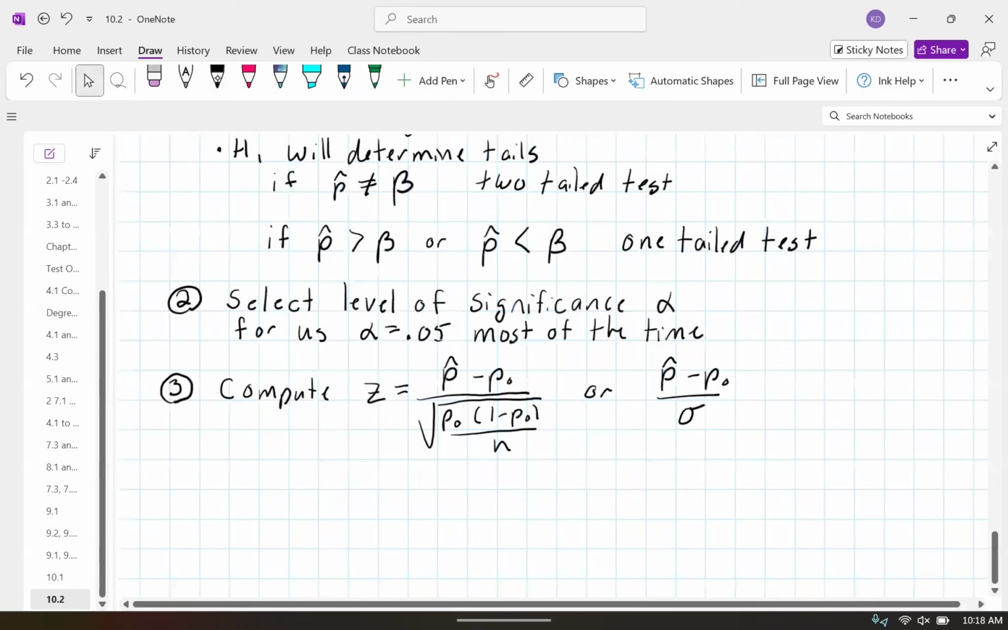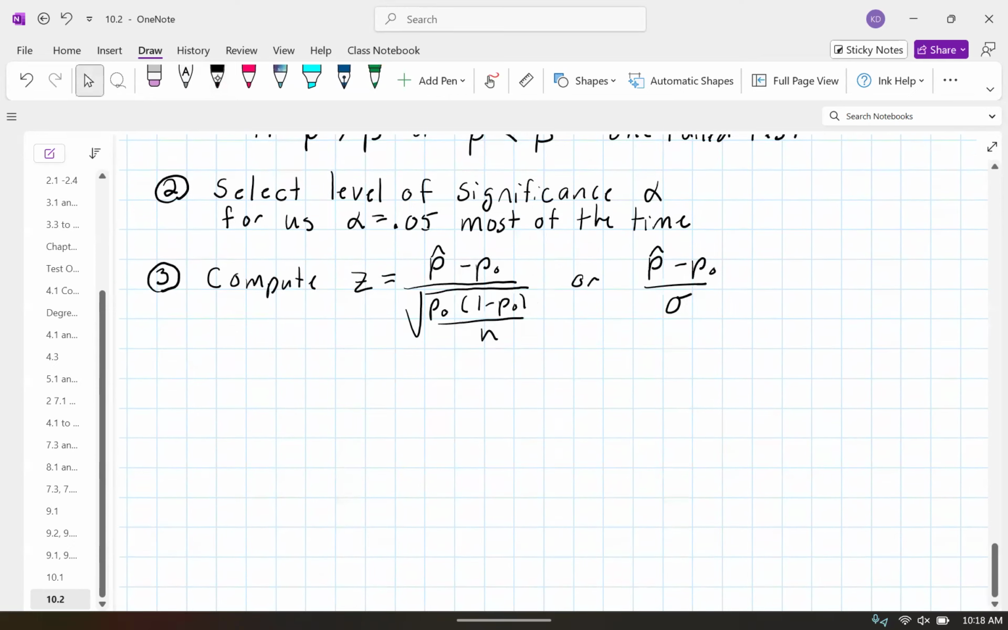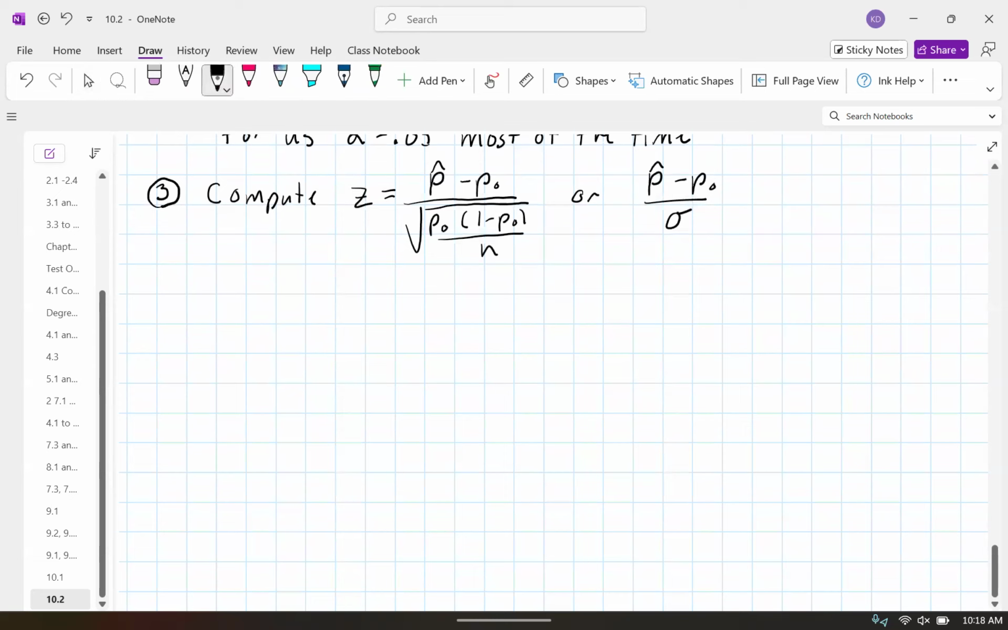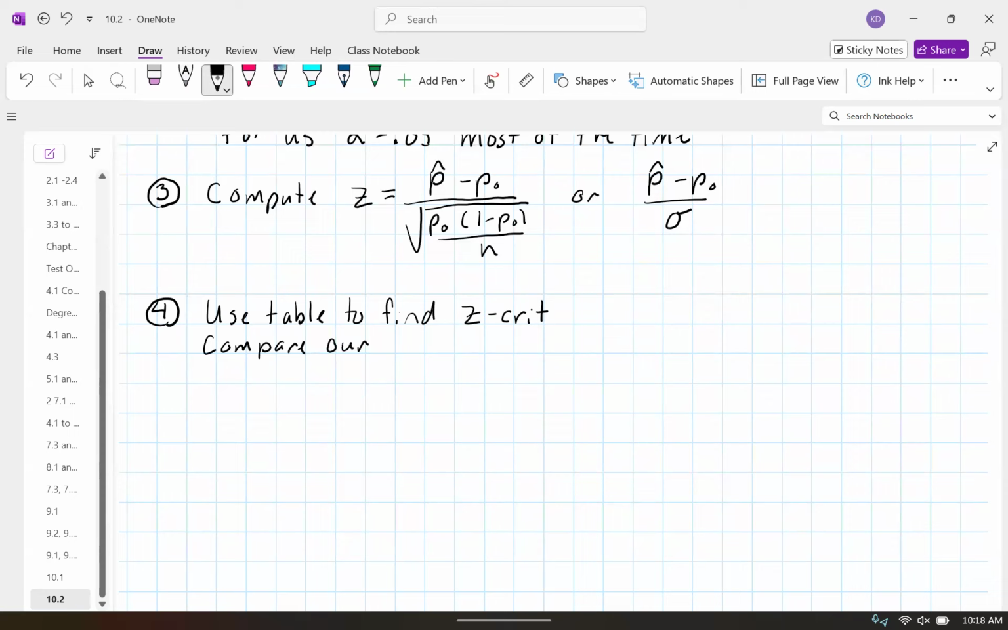Can I scroll past? Are we good? Okay, slow me down if you need to. At this point, we've looked up our Z-crit, so use table. This is where we'd read our Z-chart backwards. I'm going to give you the most common ones so you don't have to look them up every time. You'll get to know them very well. Then compare our Z with Z-crit.